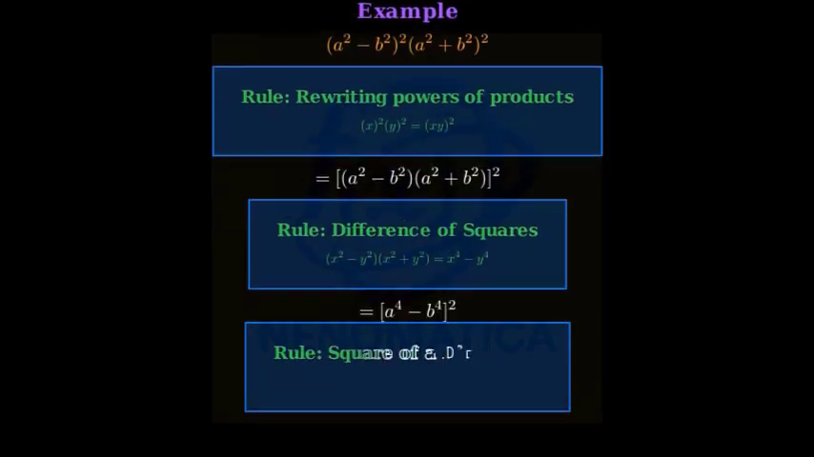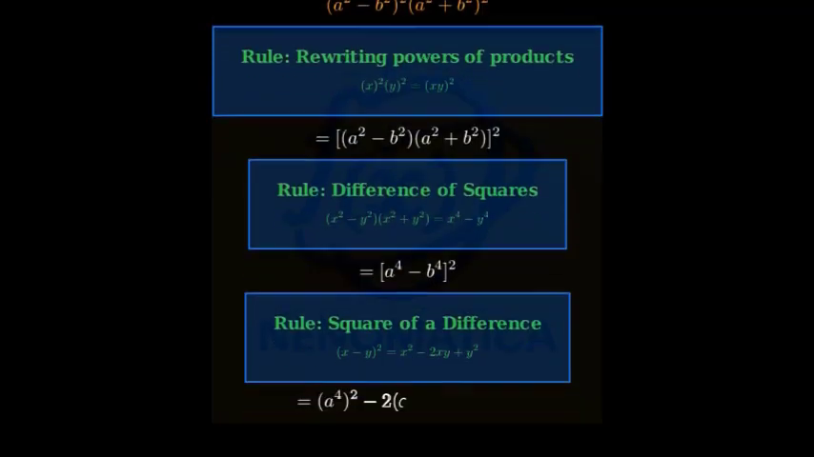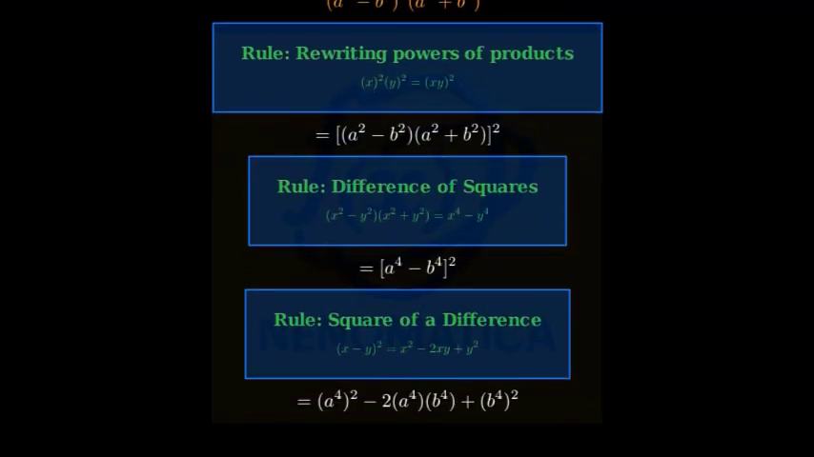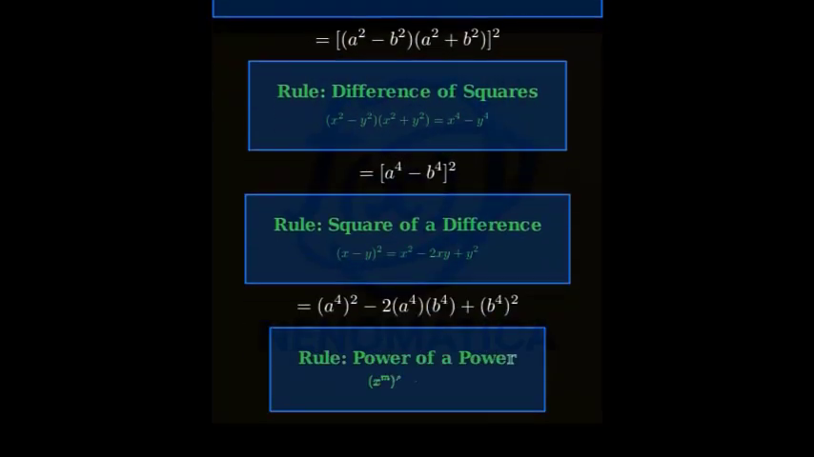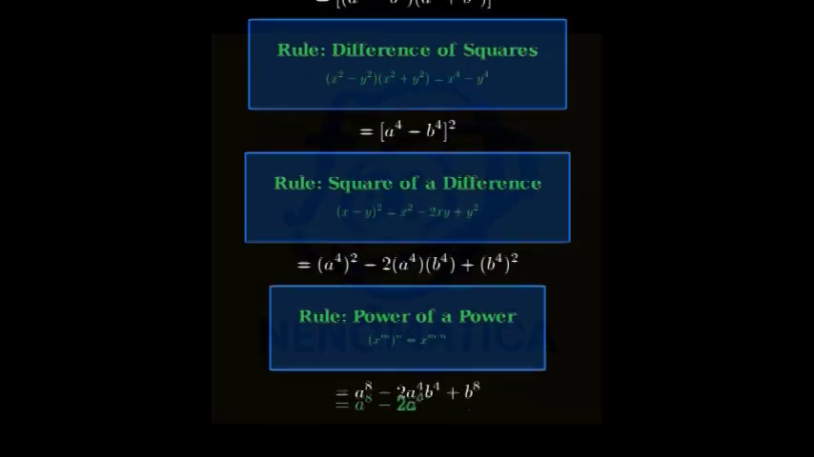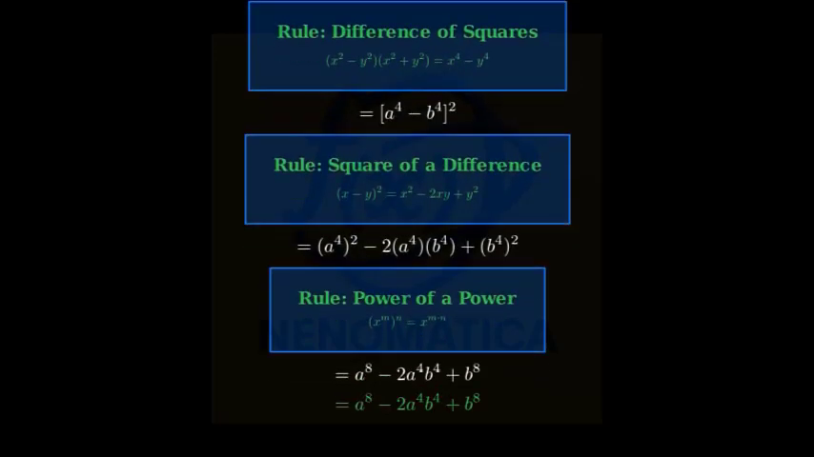Finally, we expand the square using the formula a minus b squared equals a squared minus 2ab plus b squared. In our case, a is a to the fourth power and b is b to the fourth power. Let's simplify the powers. A to the fourth, squared, equals a to the eighth power. B to the fourth, squared, equals b to the eighth power.